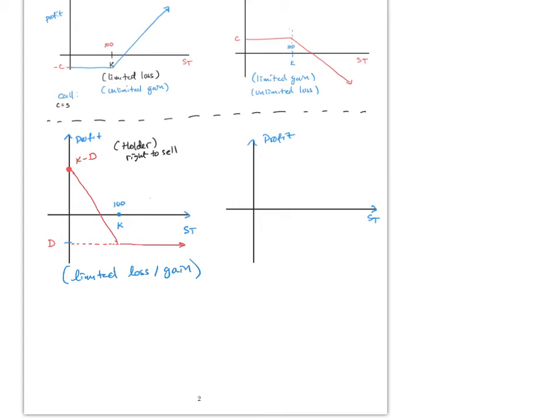Now from the point of view of the writer, this is what will happen. You have D here, so he will get D no matter what, whether you exercise or not. But if you exercise and the price is less than K, the writer will have this money left, or will lose this money.